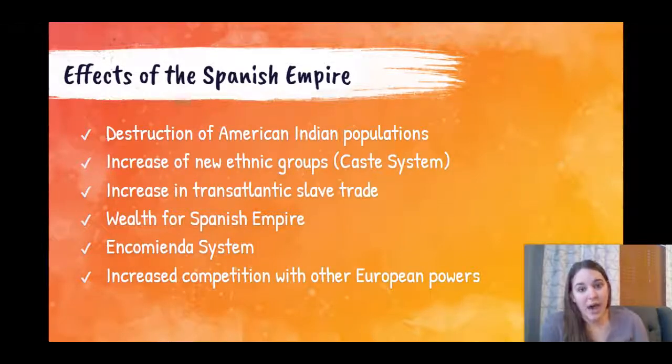The Spanish Empire really is what began the transatlantic slave trade. The slave trade had occurred before this, but the transatlantic slave trade really increased as the Spanish Empire increased. We see immense wealth for the Spanish Empire. The encomienda system, which they used to enslave American Indians, is what brought a lot of wealth to the Spanish Empire. And then, as previously mentioned, we see increased competition with other European powers.